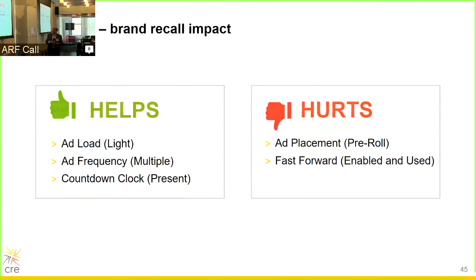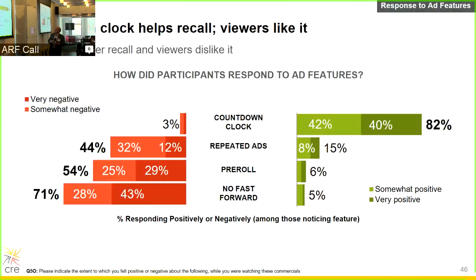We're good. We'll have a little discussion. This was interesting, something I didn't think about. People actually like the countdown clock. Maybe it permits them to time something. It's not that distracting, right? So you know how long you have to fix your drink before you come back to TV. So the countdown clock both helps recall, and people like it. That's a win-win for the audience and for the advertiser.